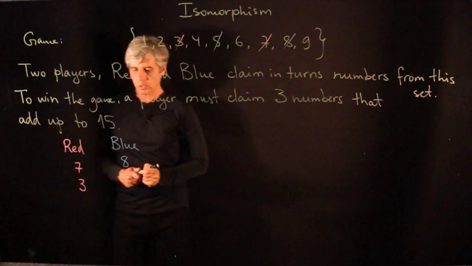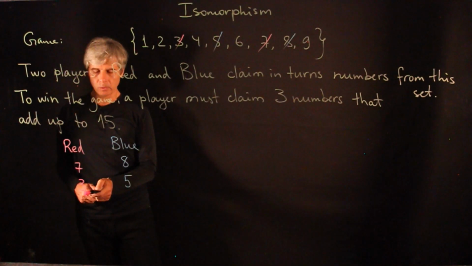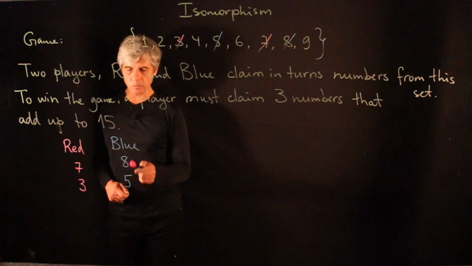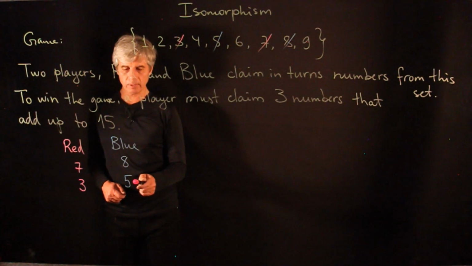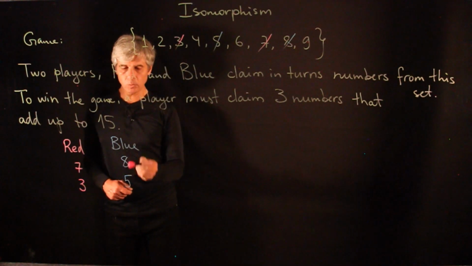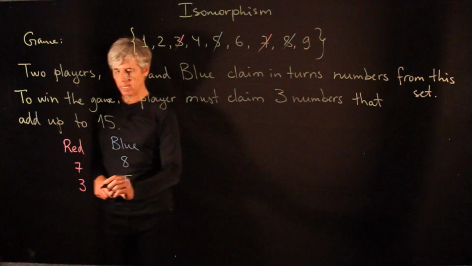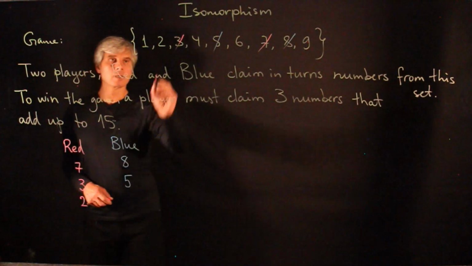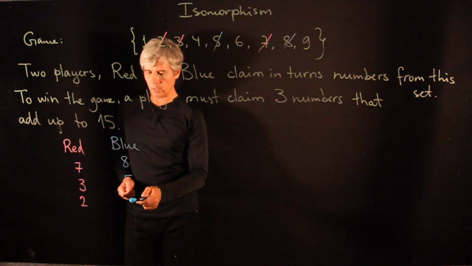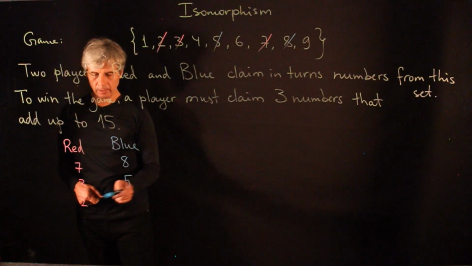Now red cannot claim 5, so red cannot win on the next move. But let's look at what happens with blue. 8 plus 5, that's 13. So if blue claims 2, then blue will win the game. So for red not to lose, red must claim 2. Now blue cannot win in the next move because 2 is already claimed.